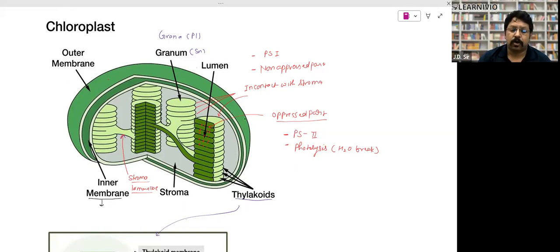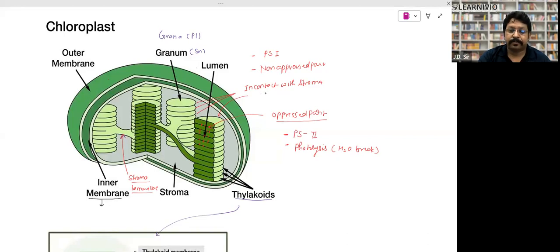So this is called the appressed part. What is the appressed part? That part of the thylakoid which is in contact with the surface of another thylakoid. What is the non-appressed part? Those parts of the thylakoid which are directly in contact with the stroma, meaning they are the open part, are called the non-appressed part, like this one. The non-appressed part contains photosystem one.